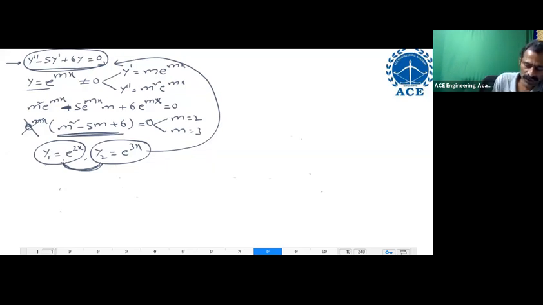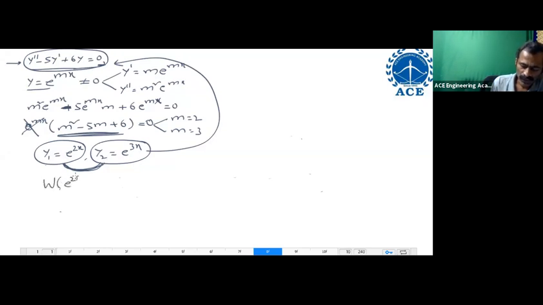We check whether these two functions are linearly independent or linearly dependent. To check linear dependence or independence, we require the Wronskian, because here these two are functions. So to check the independence or dependence of the functions, we require the Wronskian. To check the independence of two functions, we consider a second order determinant.